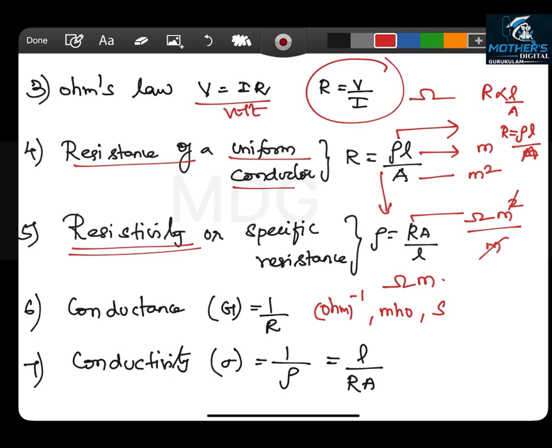Similarly, conductivity is the reciprocal of resistivity. The SI unit of conductivity is ohm inverse meter inverse, or mho m power minus 1, or Siemens m power minus 1.